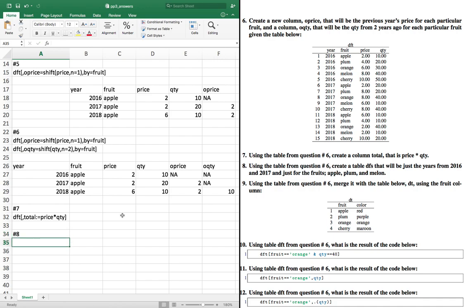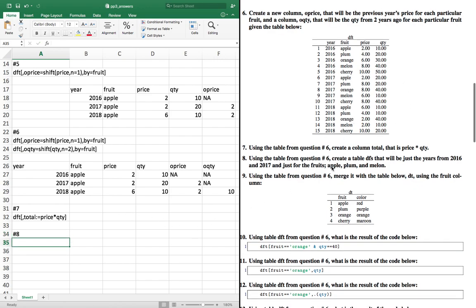Number 8, using the table from question number 6, create a table DFS that will be just the years from 2016 and 2017, just for the fruits apple, plum, and melon. Okay, so here we have 2 filters. We have the filter on the year column. We just want 2016 and 2017. And we have a filter on the fruits column. We just want apple, plum, and melon. All right, there's 2 filters.